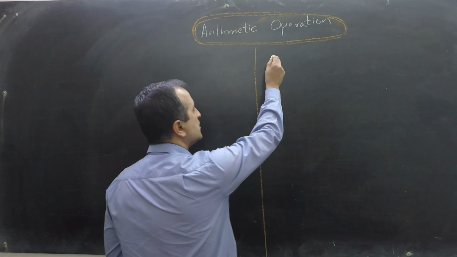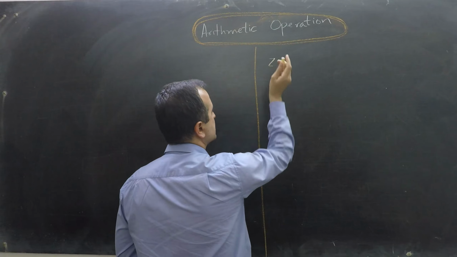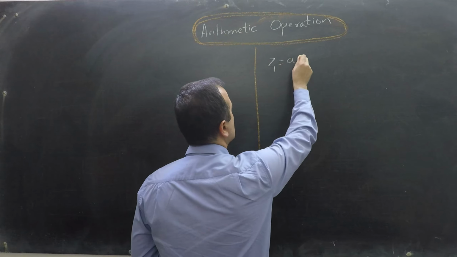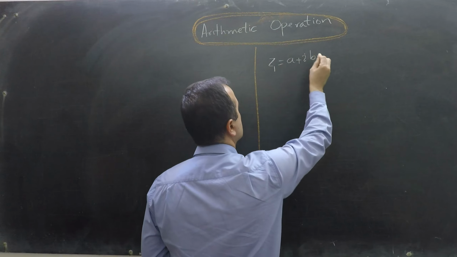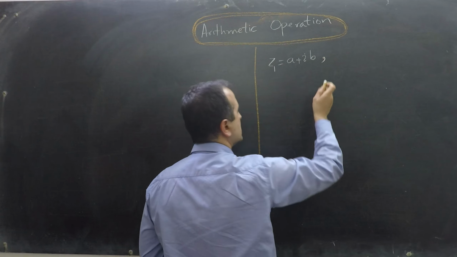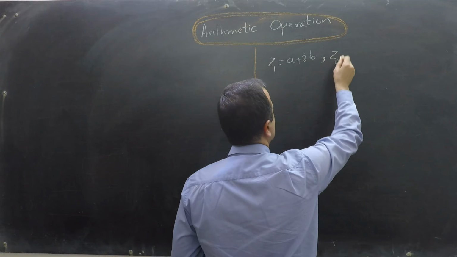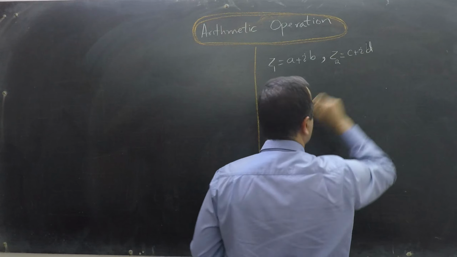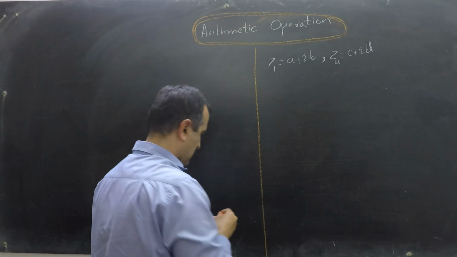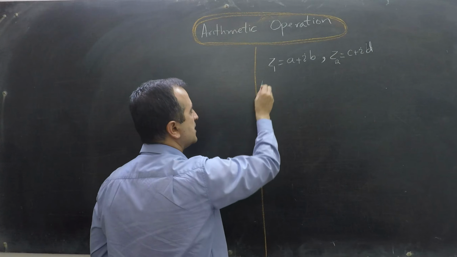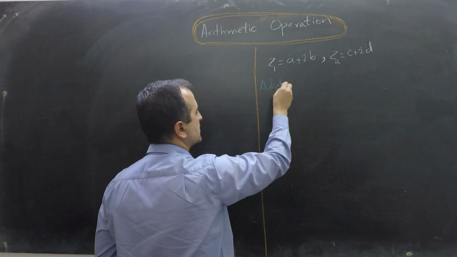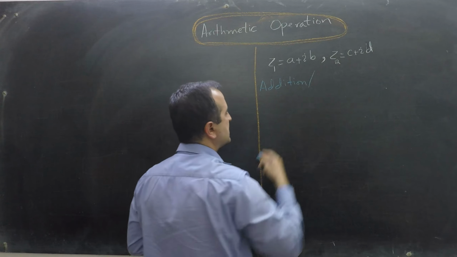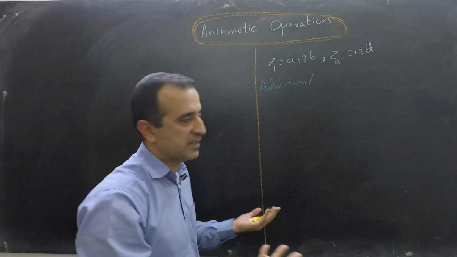So I have given two complex numbers. One is, let's say, z1, which is equal to a plus iota b, and my second complex number is z2, which is equal to c plus iota d. And I have to first write addition between these two complex numbers. And also I will write subtraction, because addition and subtraction are basically the same operation with different signs.